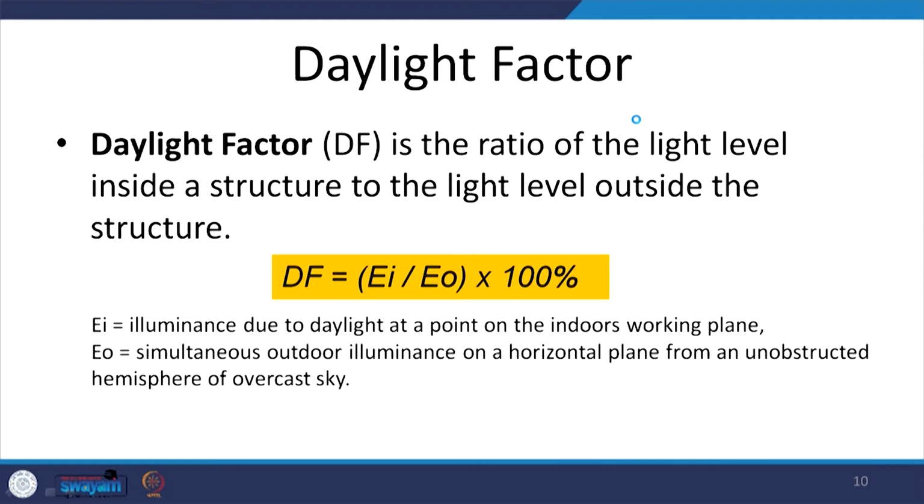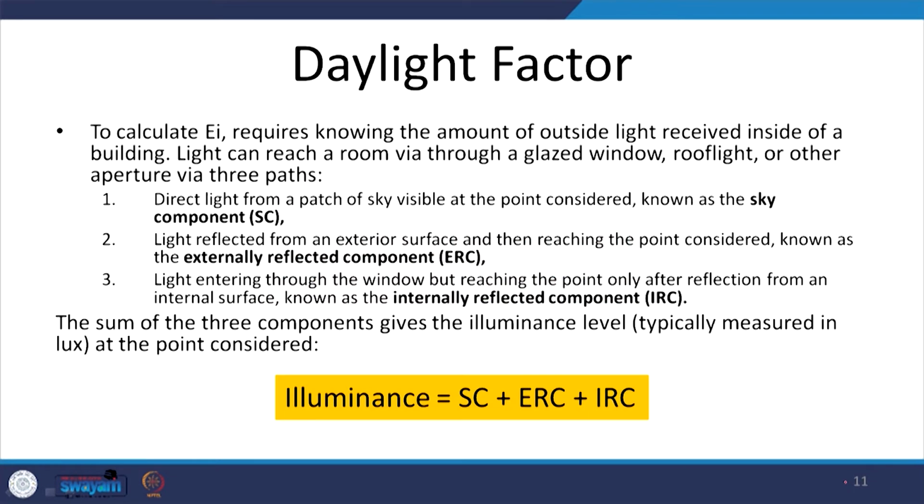Once we have done that, we will calculate the daylight factor. Daylight factor, as we have already discussed, is the ratio of the light level inside a structure to the light level outside the structure. Simply EI divided by EO, which is outside, and taking it as a percentage. Now, the EI, the amount of light which is available inside, has multiple components. It has three distinct components. One is the direct light from a patch of the sky which is visible at the point considered.